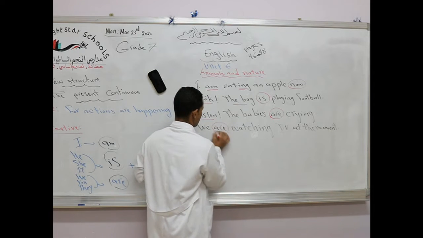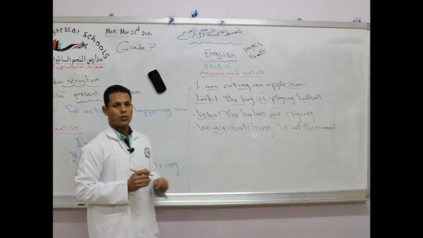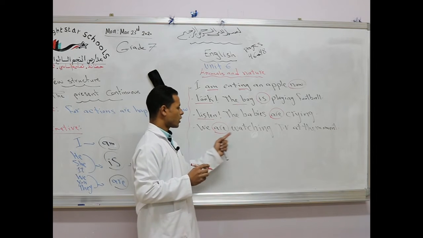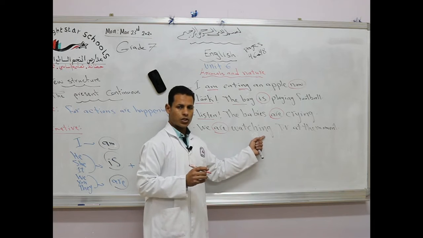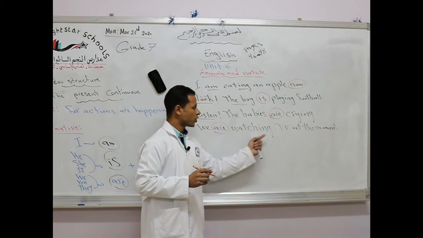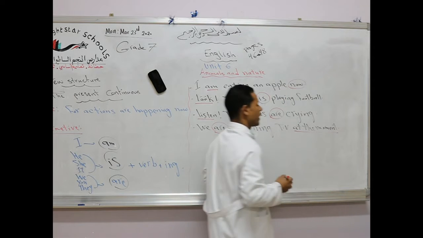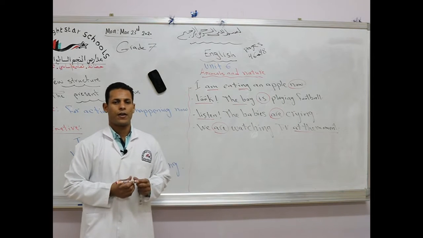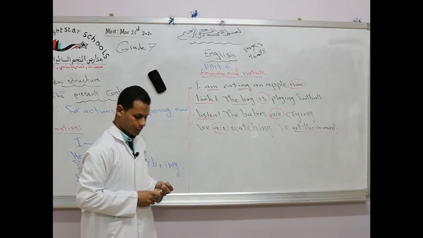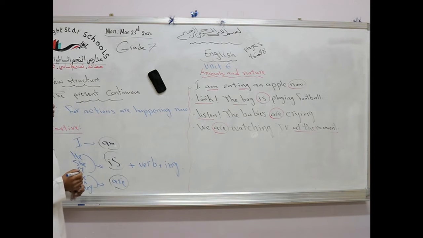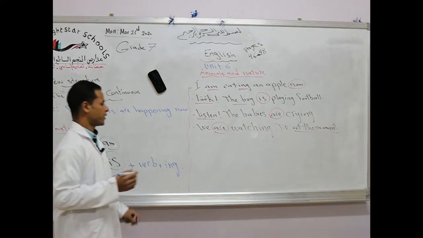We are, because we is a plural pronoun, we use are. Watch, watching. We are watching TV at the moment. Here we use at the moment as a keyword of the present continuous. So now we will know how to make a negative sentence.